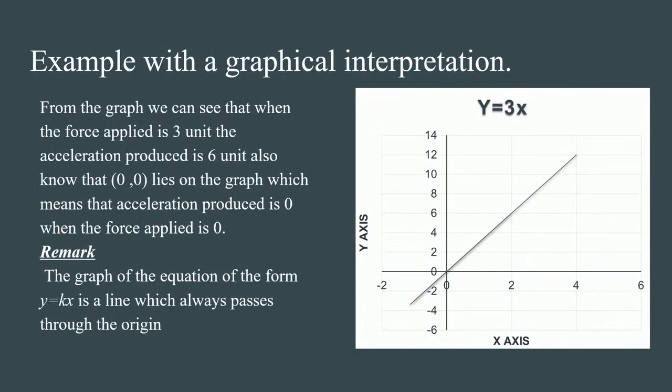From the graph we can see that when the force applied is 3 units, the acceleration produced is 6 units. Also (0, 0) lies on the graph, which means that acceleration is 0 when the force applied is 0. This is actually a scientific conclusion that we can get from here. Also we can take a note that for any graph of the form y equal to kx, where k is any constant, the graph will pass through the origin. Thank you.